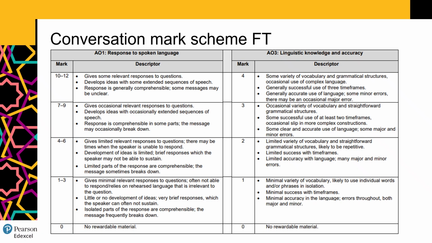Conversation mark scheme at foundation tier. For the broader conversation, there is 1 grid for AO1, response to spoken language, and 1 grid for AO3, linguistic knowledge and accuracy. Here, candidates are marked for the information conveyed in their responses to conversation questions and for the accuracy of what they say. We updated our guidance around the use of tenses in summer 2025, which is reflected in this grid and in our published SAMs.